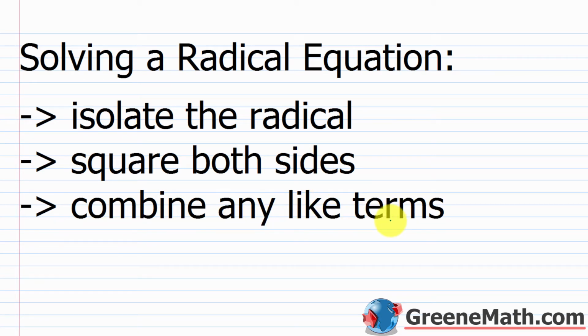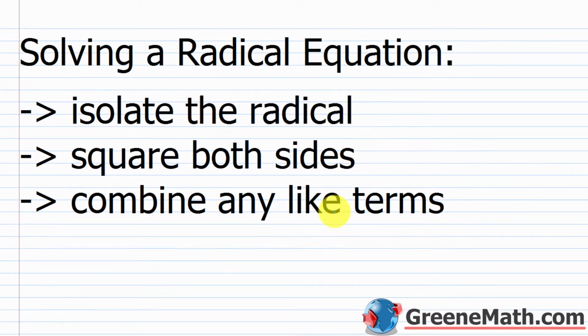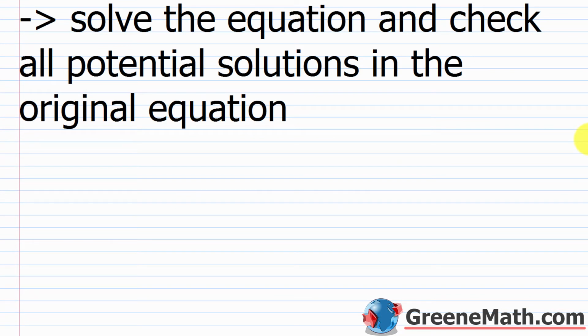Now, at this point, if you had any radicals that remained, you're going to go back up to this first step and come back down. You're going to keep doing that until you're radical free. Then lastly, you're going to solve the equation and check all potential solutions in the original equation. Okay? And again, this is very, very important. Check all potential solutions in the original equation.